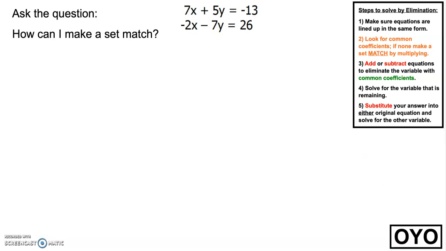For this set of equations, I would either need to match a 7 or a 2, or a 5 and a 7. Also, do I have to match both at the same time? No, I only have to eliminate one set of variables, so only try to make one set match.